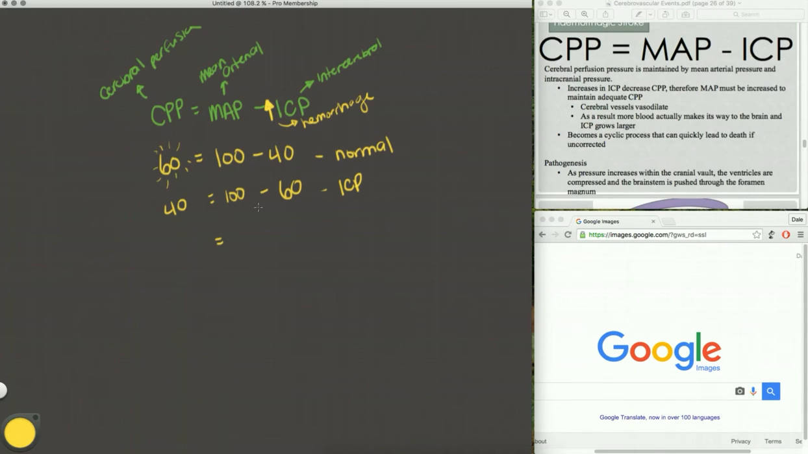So that leaves us our MAP on the other side of the equation that allows us to make a difference. So if I increase my MAP to 120, and I have that minus my increased ICP at 60, well, I'm back to this kind of golden number of 60. So I've compensated.